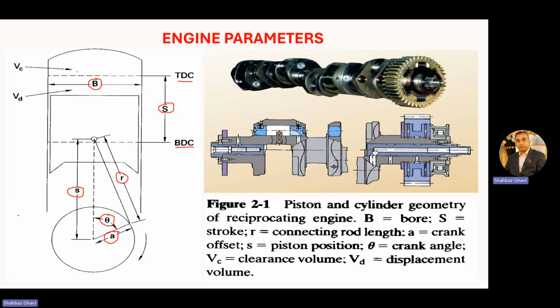And as you know, the volume on the top of the piston when the piston is at your TDC is known as your clearance volume, and the volume VD, which the piston covers from BDC to TDC, is known as your displacement volume. Okay.